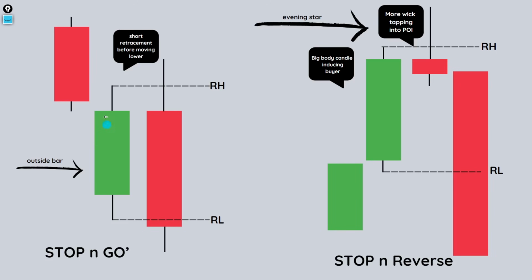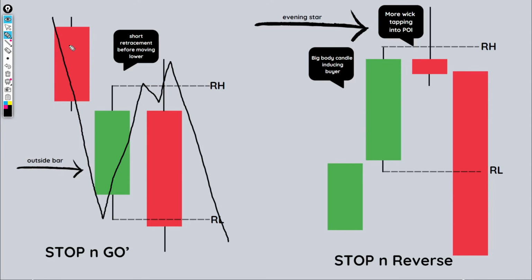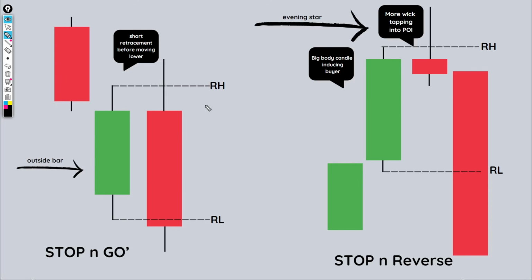This would be the outside bar nature of it, where we have a stop and go, where I categorize this as simply price impulsing to the downside, okay? It then makes a retracement, okay? And then wicks above that and now continues that impulse, okay? So it's a simple impulse, retracement, impulse model. Okay, now we move on to the next example, which would be the evening star pattern.